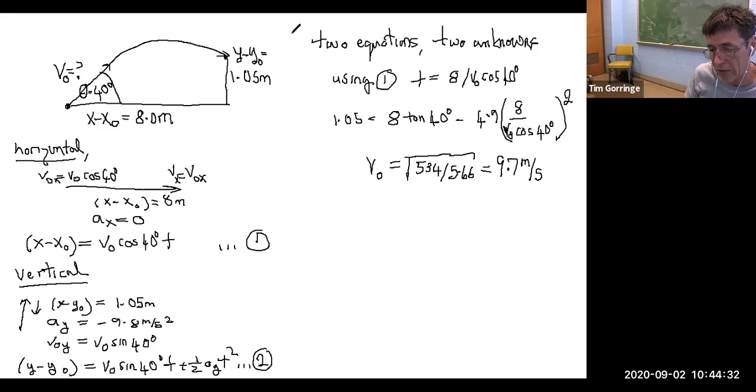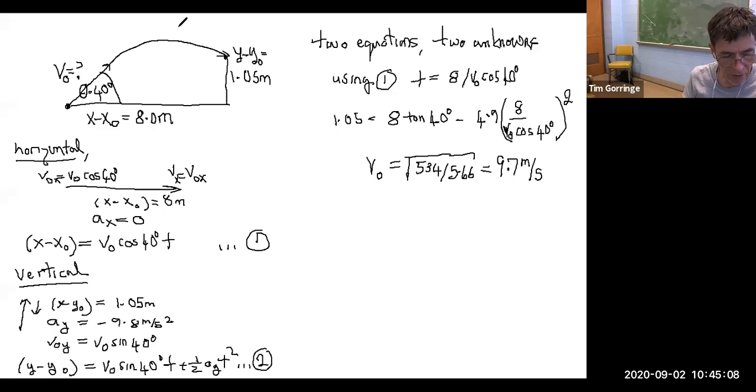So just to summarize, in this problem, we were faced with a basketball shot. We knew the horizontal distance traveled and the vertical distance traveled for the basketball shot. We knew the angle, direction of the basketball shot, but we didn't know the speed of the basketball shot. And so we had to solve for the speed. And so I went through several steps in solving this problem.